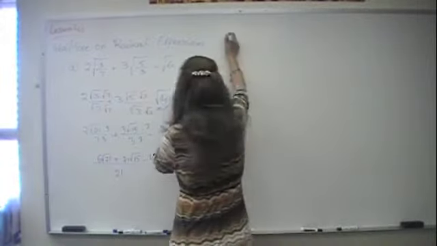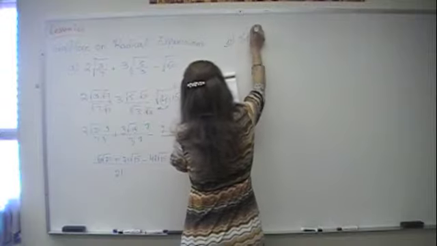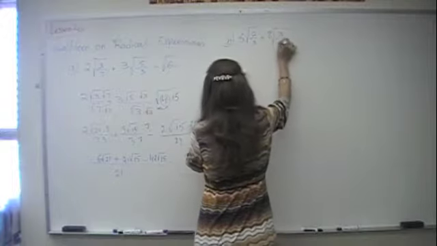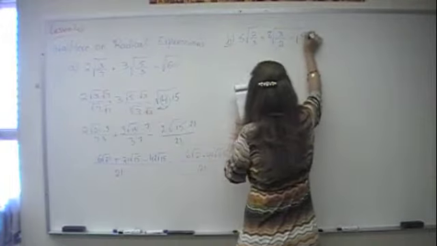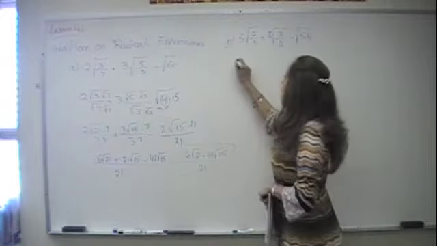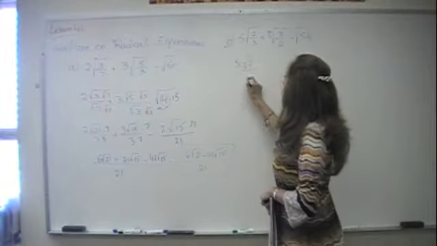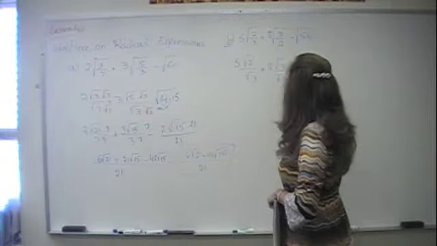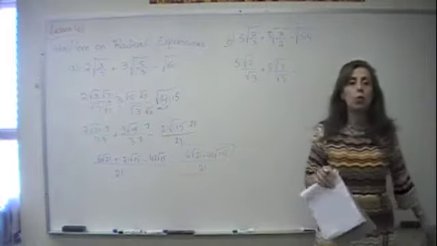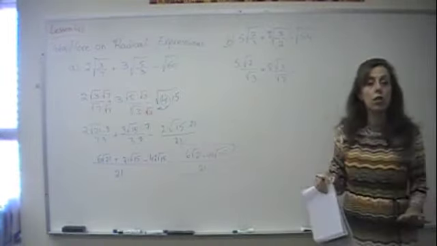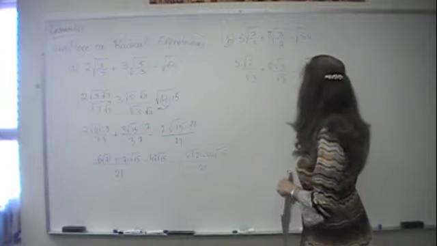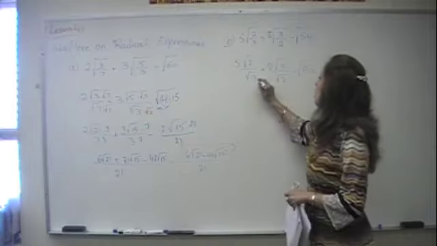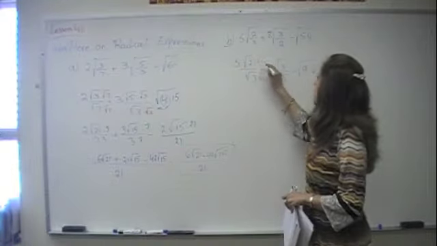Another problem, letter B now. 5 square root of 2 over 3 plus 8 square root of 3 over 2 minus square root of 54. That is 5 square root of 2 over square root of 3 plus 8 square root of 3 over square root of 2 minus square root of 54. Two numbers multiplied together, one of them a perfect square, are 9 and 6. 9 times 6. Rationalize the denominators: multiply above and below by square root of 3, and square root of 2.